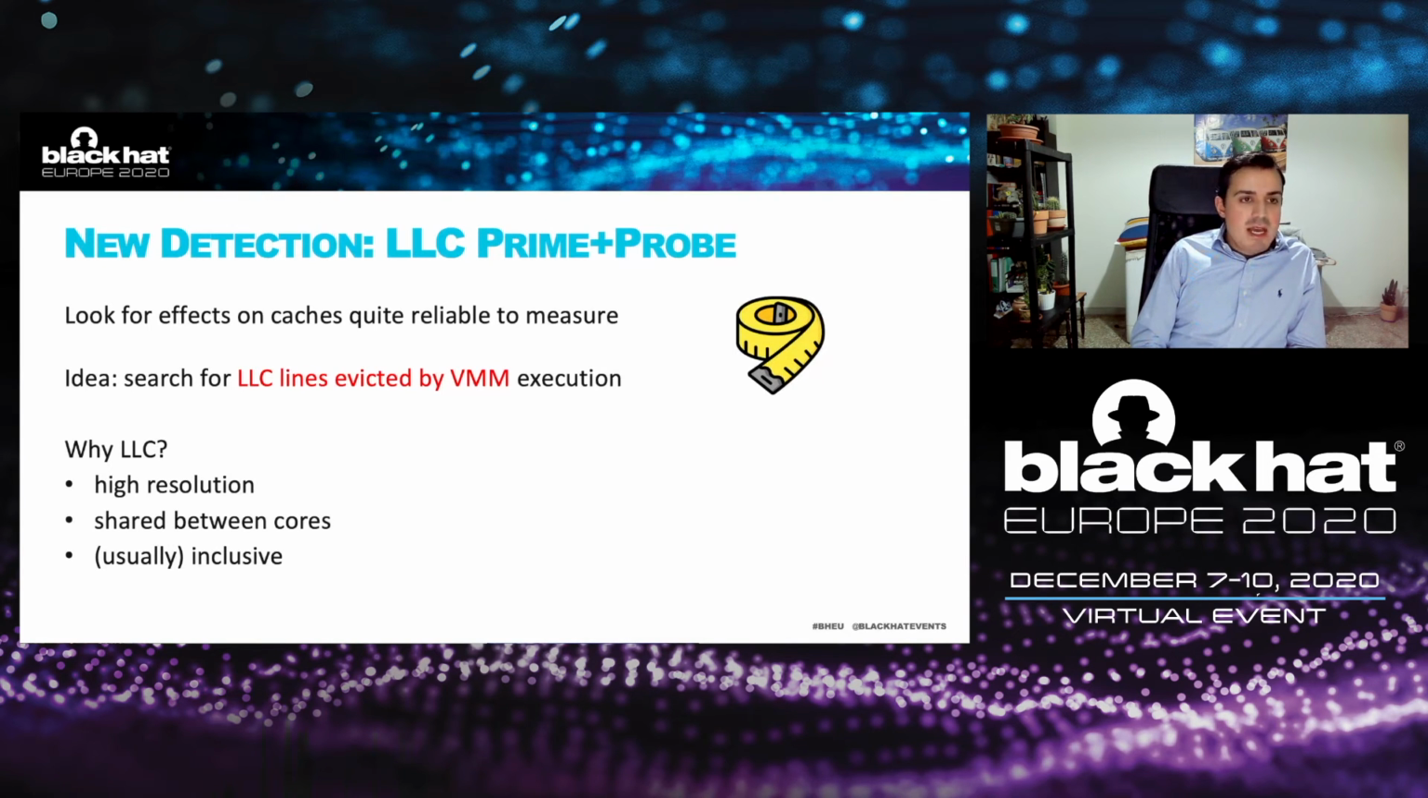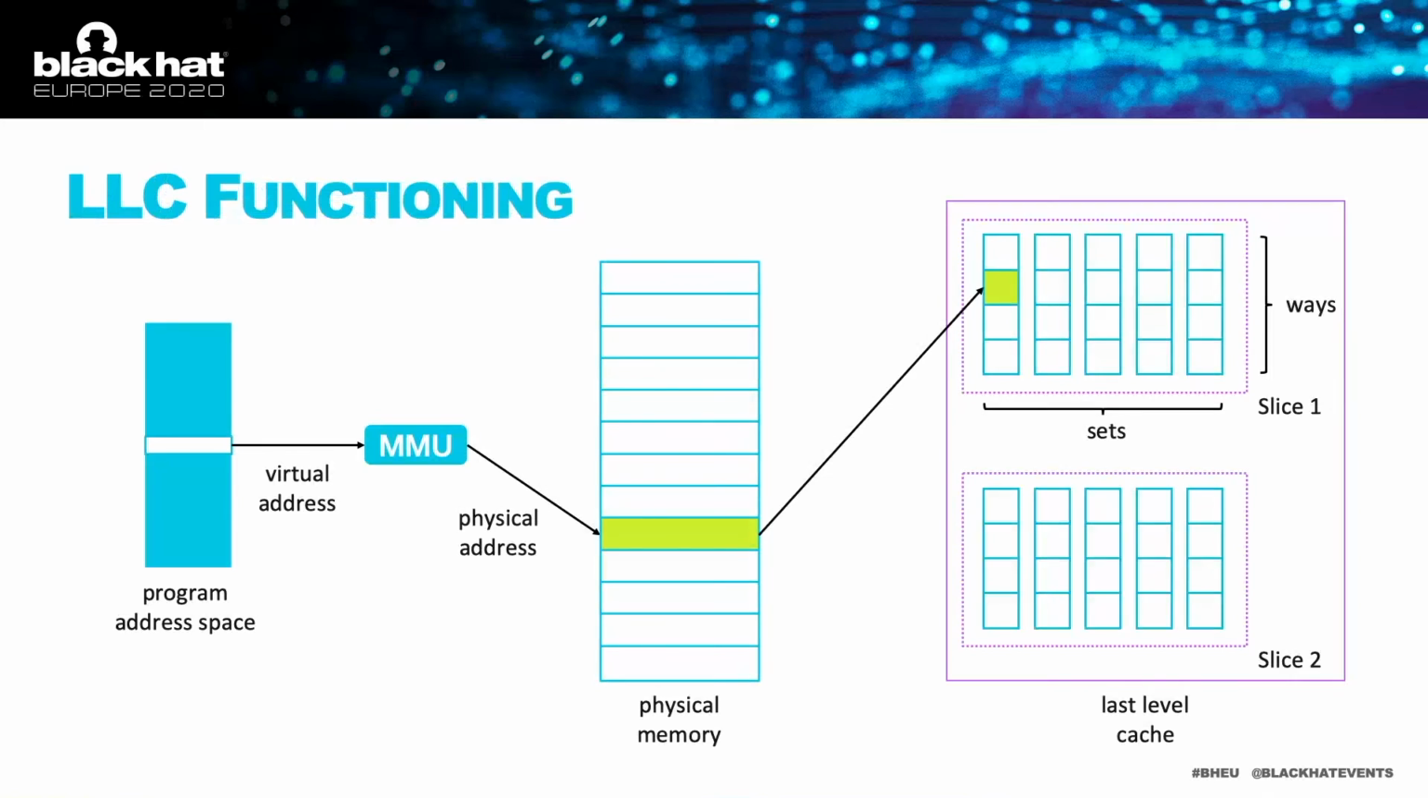It's a new detection, and it's based on an LLC prime and probe attack. So the idea is to look for effects just like the TLB eviction, but on caches, which can be quite reliable to measure, especially on the LLC. And we will be looking for last level cache lines that were evicted by the execution of the virtual machine monitor. The LLC is widely used in microarchitectural research for high resolution attacks. And we will mount a prime and probe attack.